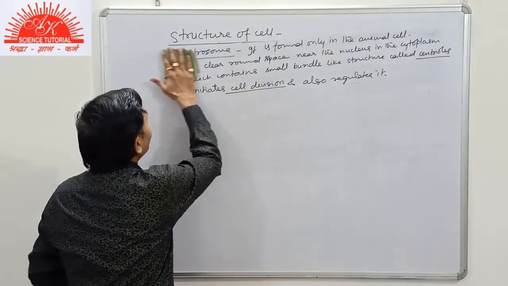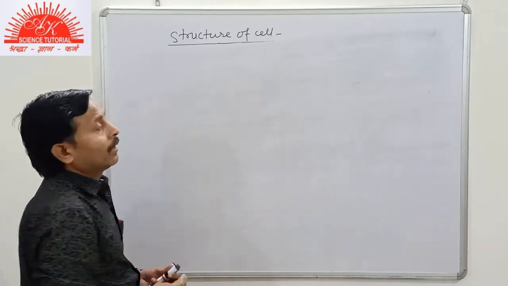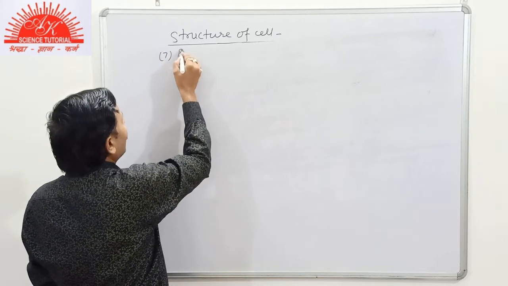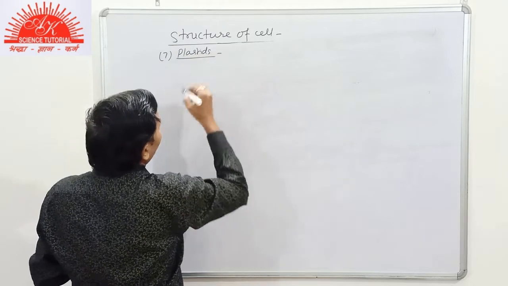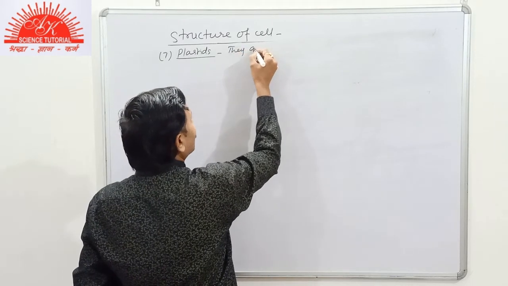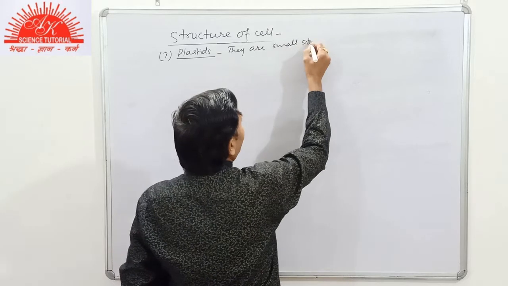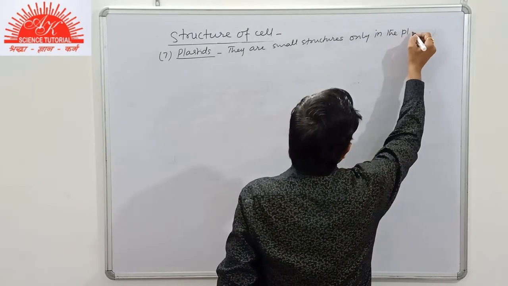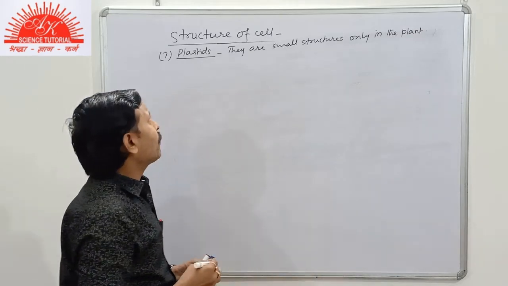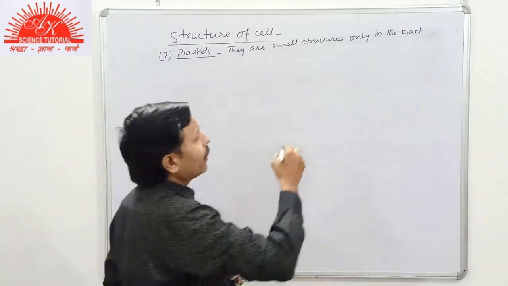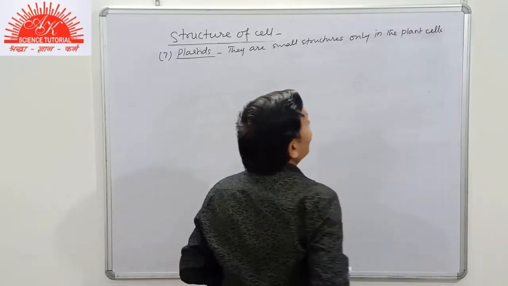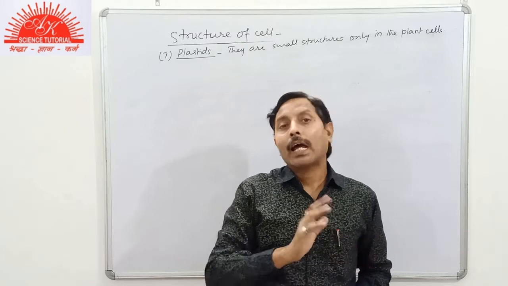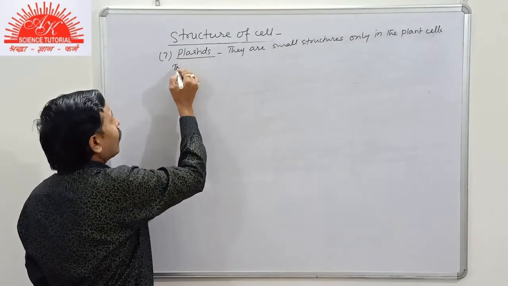Now the next structure in the cell is the plastids. They are small structures found only in the plant cell. So centrosome was present only in animal cell and plastids are present only in the plant cell. Now students, plastids are of three types: leucoplast, chromoplast and chloroplast.